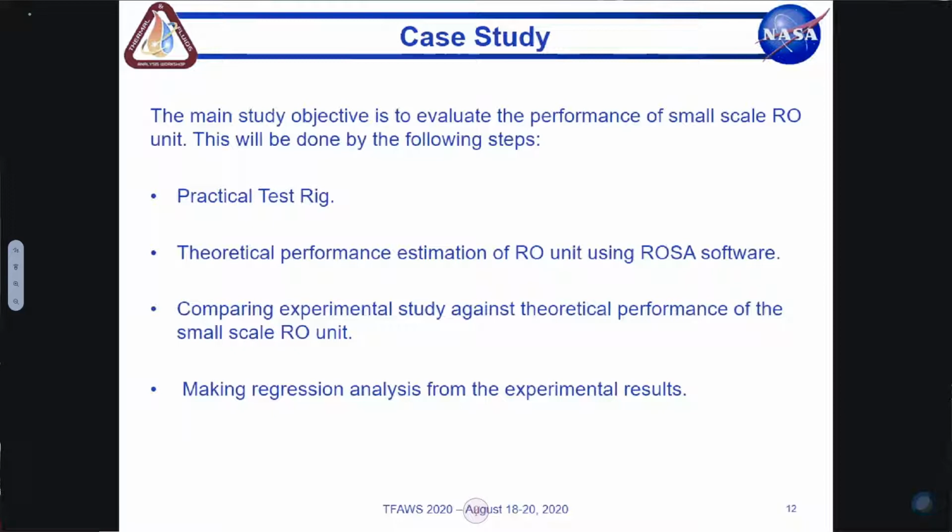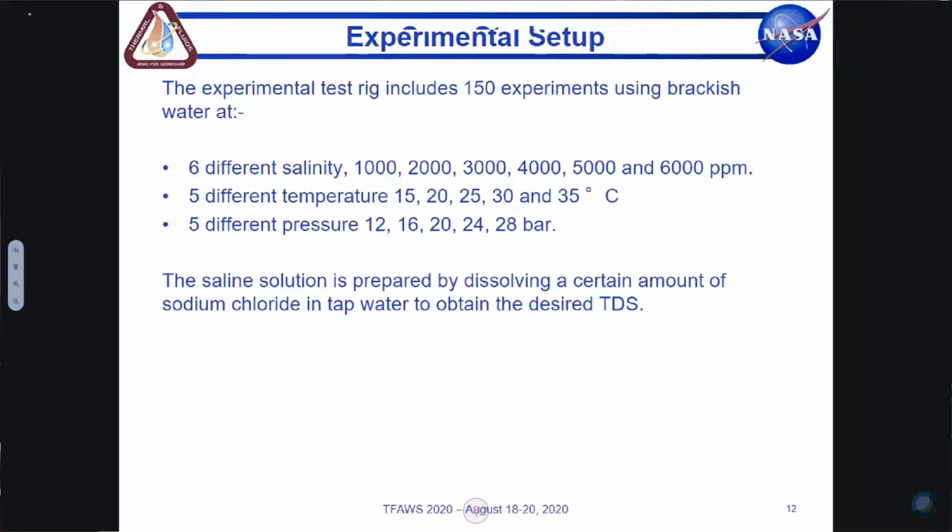Our objective. The main study objective is to evaluate the performance of a small-scale reverse osmosis unit. This will be done in several steps. First, we'll make a practical test rig. The second is a theoretical performance estimation of reverse osmosis using ROSA, which is the reverse osmosis system analysis software. After that, we will compare our experimental study against the theoretical performance. Last, we will make a regression analysis from the experimental results.